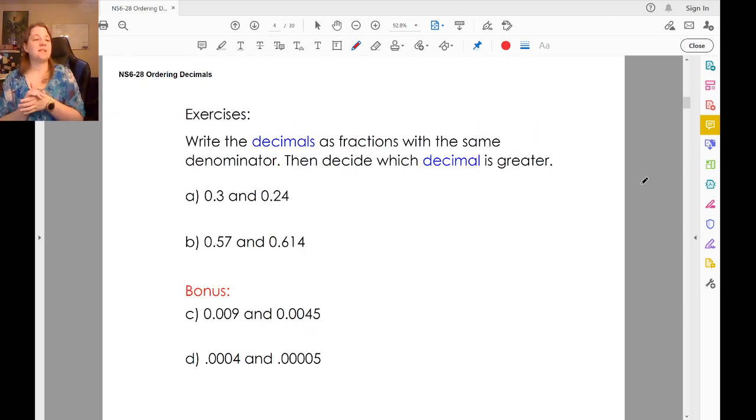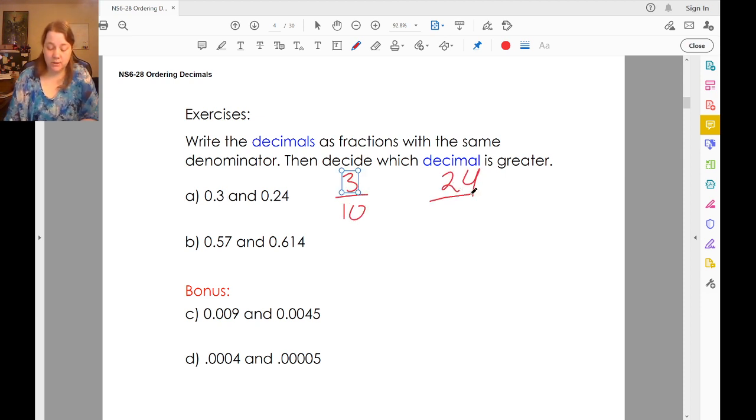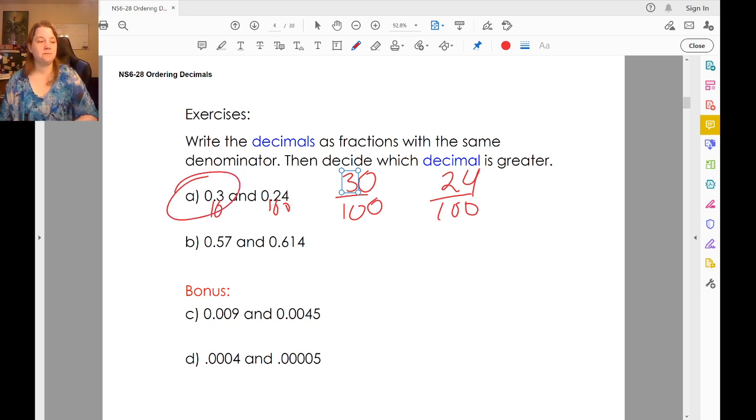They want to write the decimals as fractions with the same denominator to compare which one is greater. So this would start off as 3/10 compared to 24 hundredths. Except 3/10 is not the same denominator as 24 hundredths. So we're going to add a 0 to the top and bottom. And now I can see that 30 hundredths is bigger than 24 hundredths.